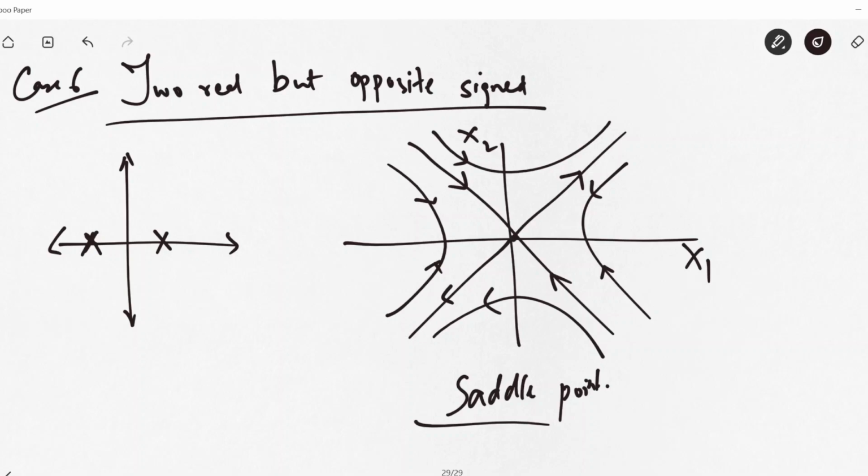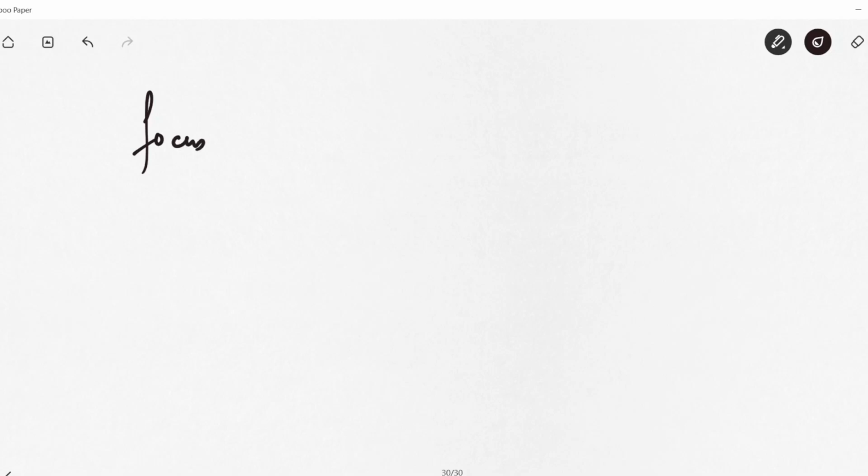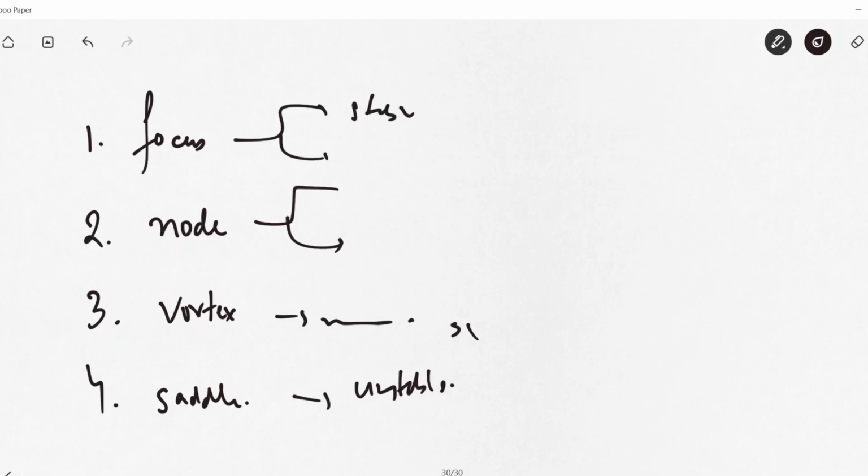So we have seen 6 cases. We have actually 4 different types of points. We have a focus, we have a node, we have a vortex, and we have a saddle point. Vortex by default is marginally stable, it will not be anything different. Saddle is unstable. As far as focus and node go, they are both stable and unstable depending upon whether the roots are on the left half or on the right half.